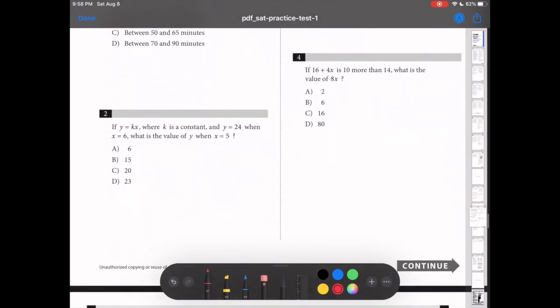Number 2, algebra. This is just simple plug and chug, solve for k. So 24 equals k times 6, k is 4, y equals kx. You know the drill. That's going to equal 4 times 5 equals 20. That should be C.